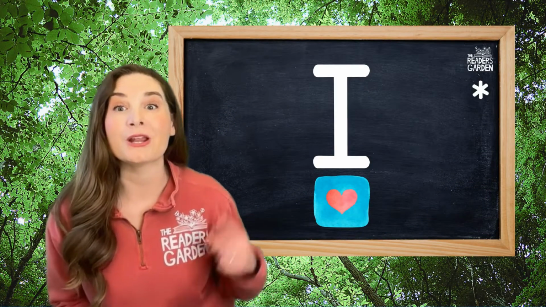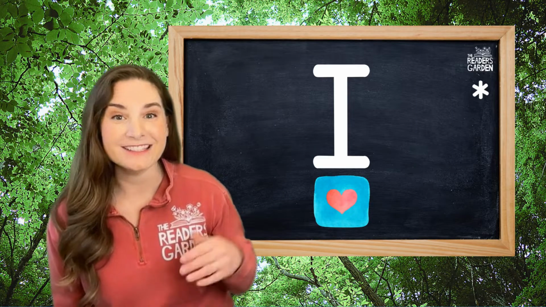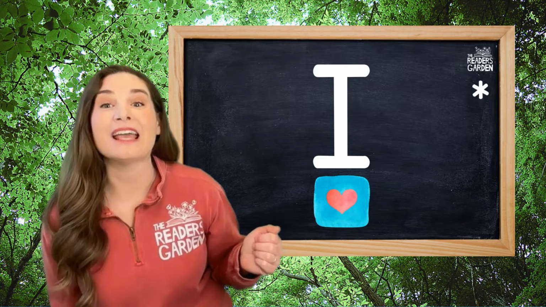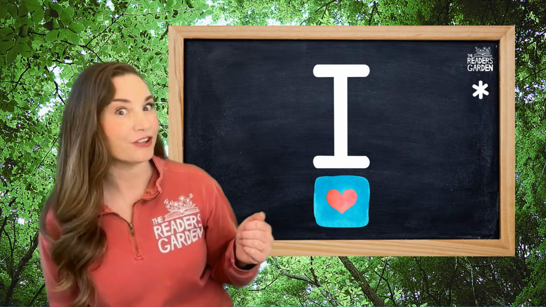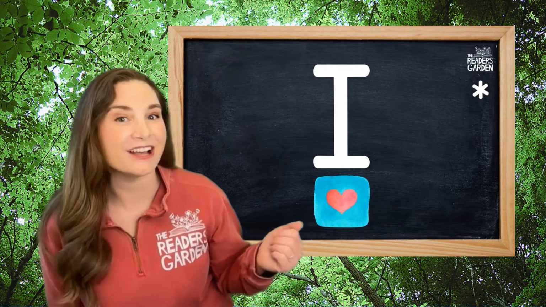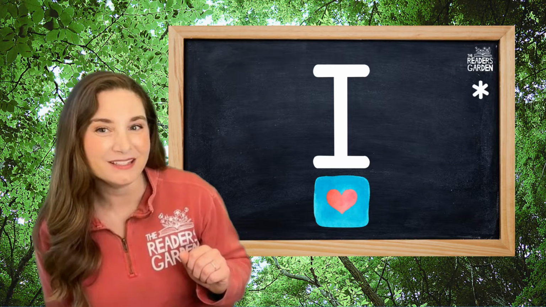Today we're going to learn a new irregular word or heart word. The word is and. Can you say it with me? And. Let's use and in a sentence. For example, I have a cat and a dog. Now, can you try using and in a sentence? Pause if you need to.